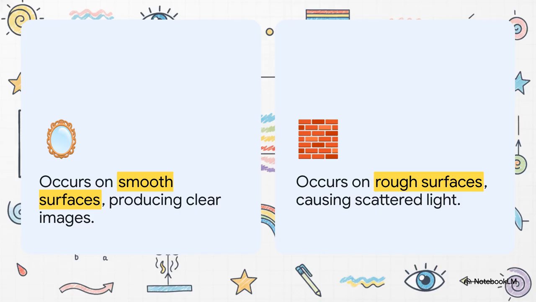Now, you might be wondering, if light always follows these exact laws, why can I see my face perfectly in a mirror, but not on a plain white wall? Well, it all comes down to the surface itself. Regular or specular reflection happens on incredibly smooth surfaces, which perfectly preserves the rays to produce a clear image. Diffuse reflection, though, happens on rough surfaces. Those microscopic bumps and ridges scatter the light in a million directions. The laws are absolutely still being followed by every single individual ray, but the collective image is completely scrambled.